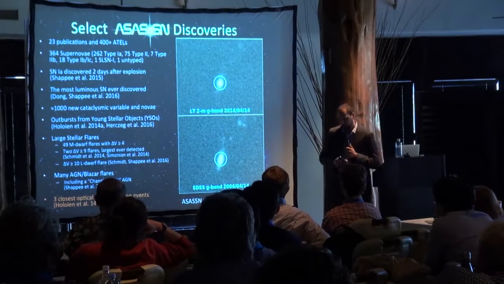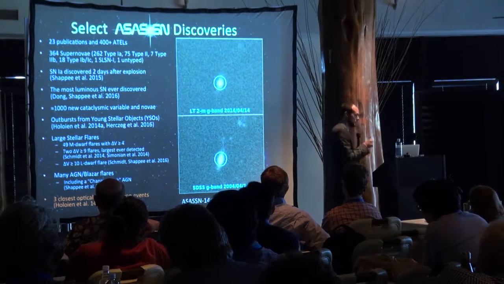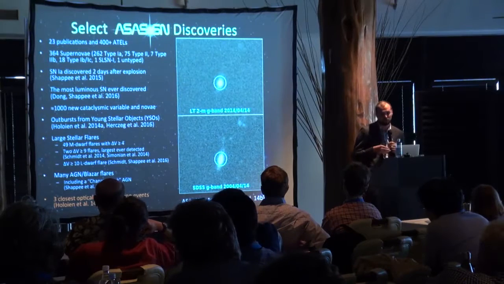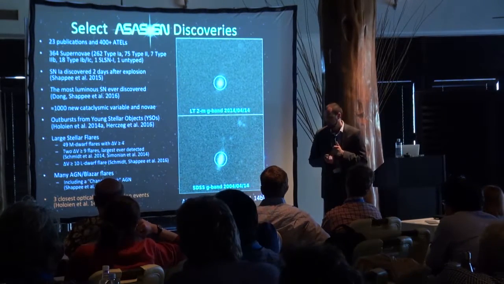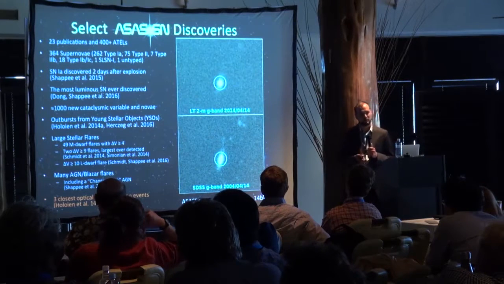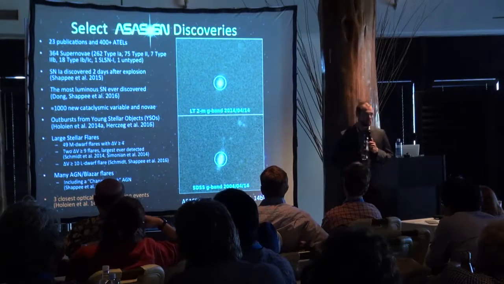And finally, with our subtraction pipeline and being able to do very well in the centers of galaxies, we also find rare events such as tidal disruption events. And so with ASAS-SN, we've been able to find the 3 closest and brightest examples of tidal disruption events, and now these are becoming the 3 best studied ones because they are so bright.